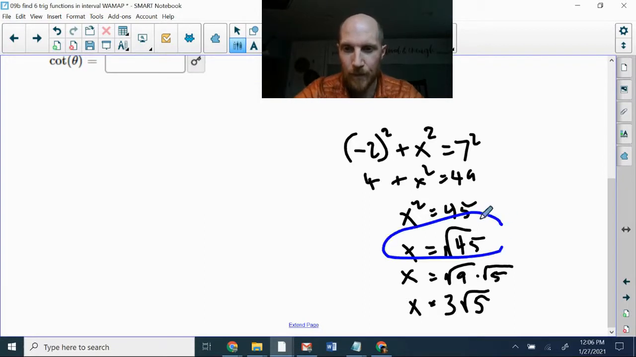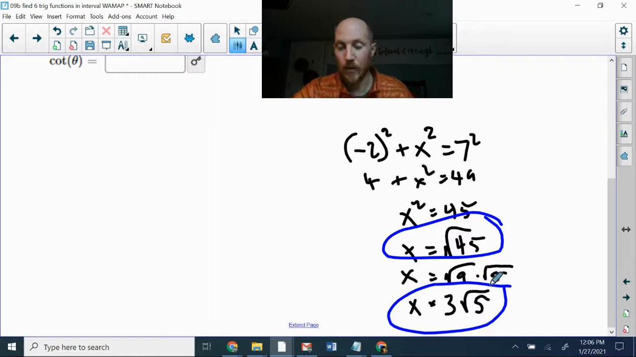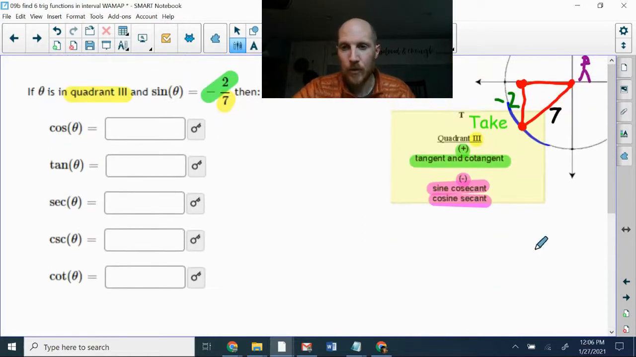You could use either radical 45 or 3 radical 5. I'm going to do 3 radical 5. Let's just set an example of following proper math conventions. Okay, so now let's think about this for a moment. So we're in quadrant 3.